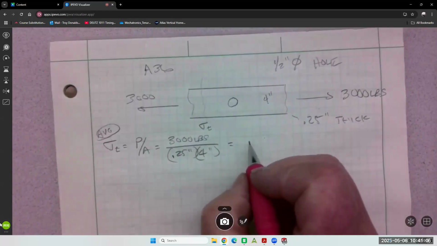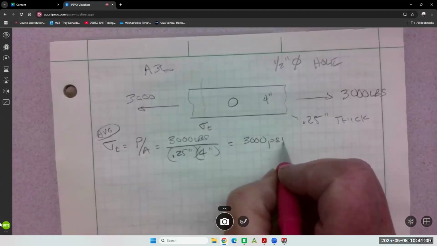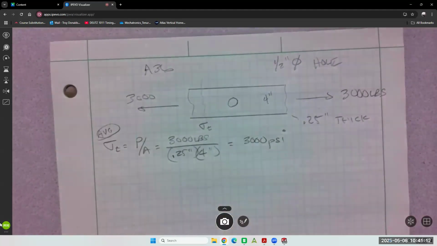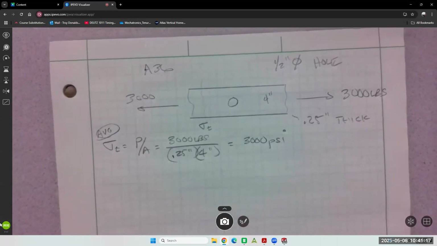What do we get? Yeah, interesting. It's kind of bad luck, but whatever. 3,000 PSI. What's our factor of safety? It's 836 steel. 36,000 is the yield. What's our factor of safety? 12. 12 times 3 is 36, exactly. Factor of safety of 12. Good so far? That's our normal average stress that we've been calculating for 6 weeks.